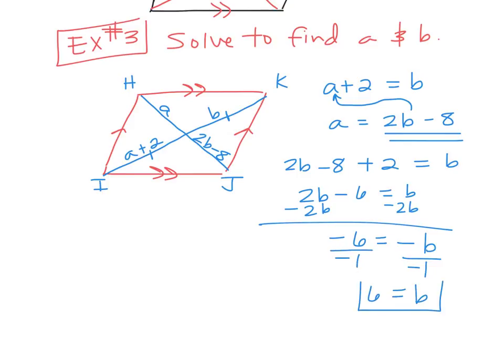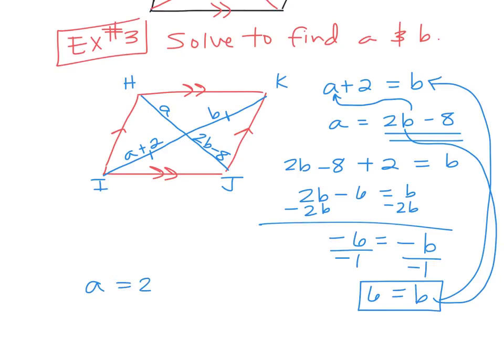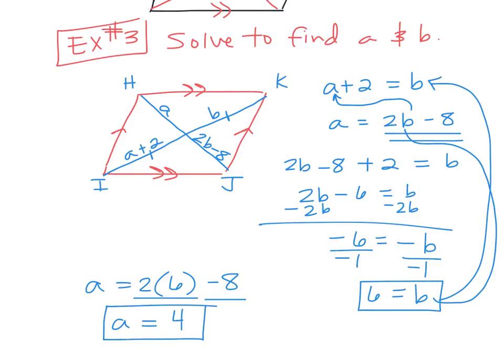Okay, so we're just substituting there. If B is 6, then you come back up here, and you can plug it in here, or you can plug it in here. Doesn't matter. So if A has to equal 2 times B, which is 6, minus 8, then you get 12 minus 8. A is going to be 4. Well, you had to distribute on the first one, or the second one.